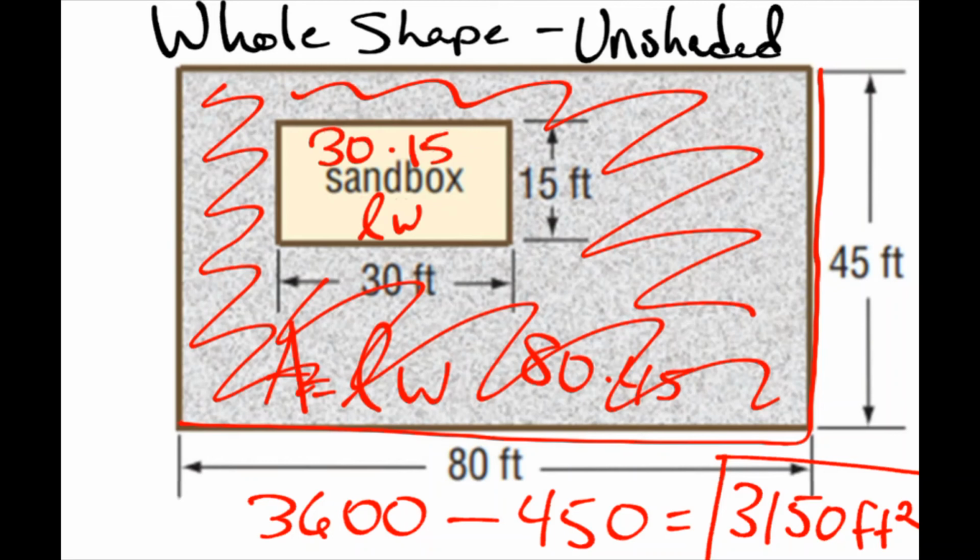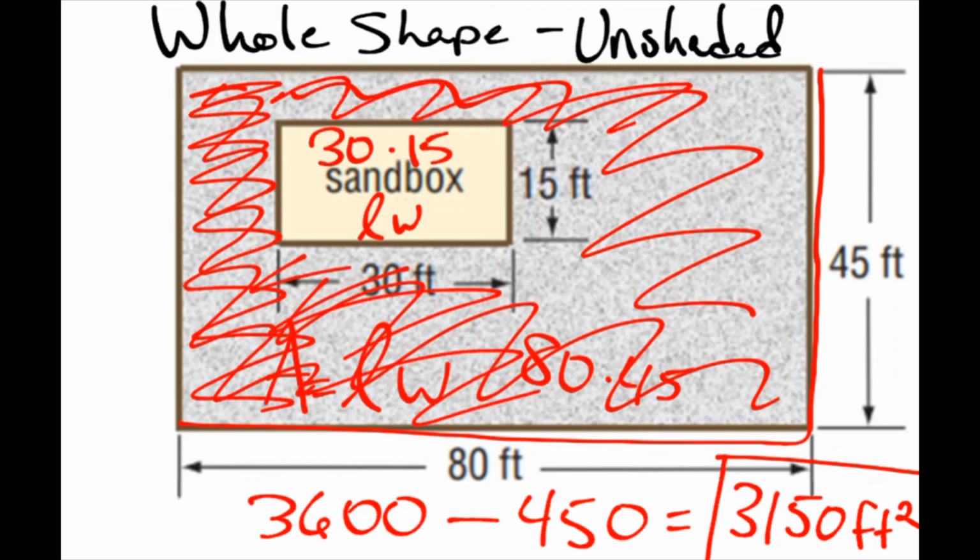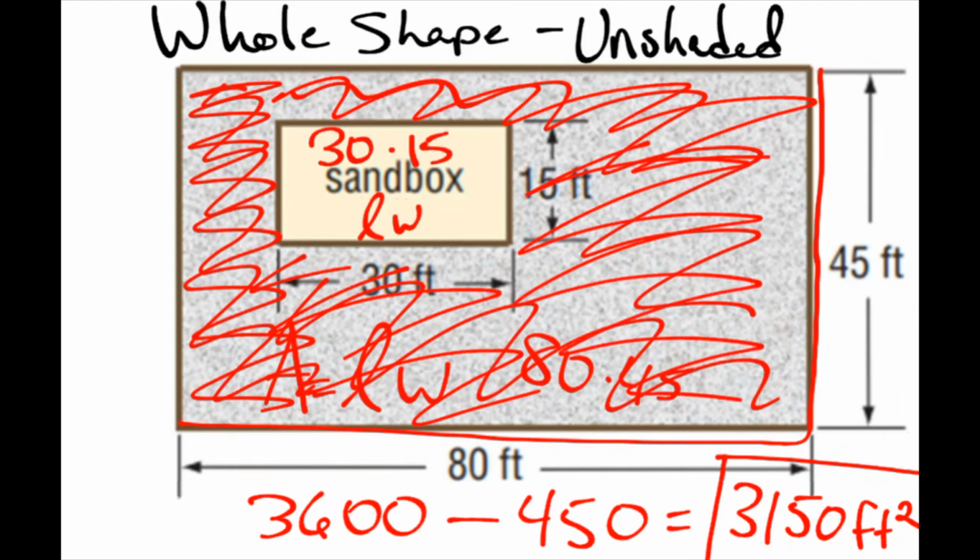So I take the entire shape and I subtract out the parts that I don't want to include. I want to include everything else. This shaded part. Which is the entire thing minus the sandbox.